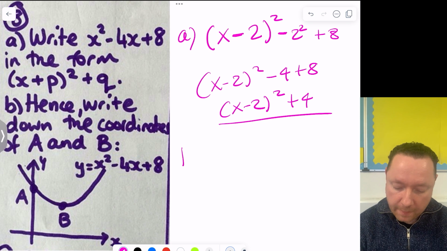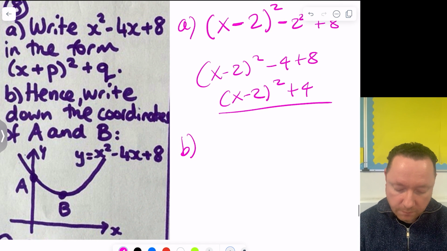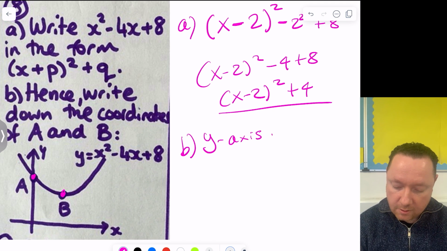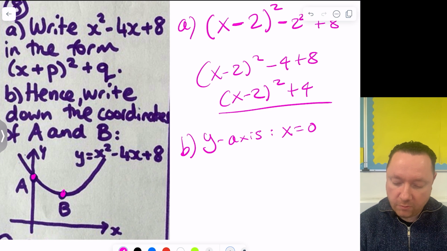And we're done there. Part B says, hence write down the coordinates of A and B. Well, let's have a look. B is the turning point, and A is where it cuts the y-axis. So it cuts the y-axis when x equals 0.